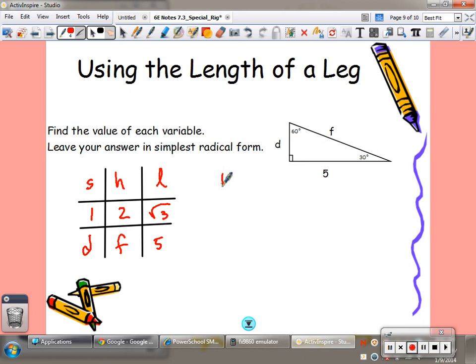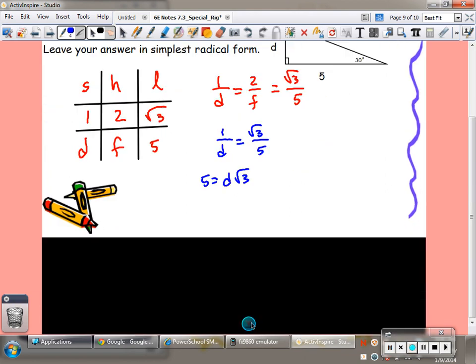All right, so here we go. 1 over D equals 2 over F equals square root of 3 over 5. So you pick one variable and you solve for that, and then you use that to find the other one. So let's do 1 over D equals the square root of 3 over 5. I get 5 equals D times the square root of 3. We're going to have to rationalize here. I divide both sides by square root of 3. And I get D equals 5 over the square root of 3.